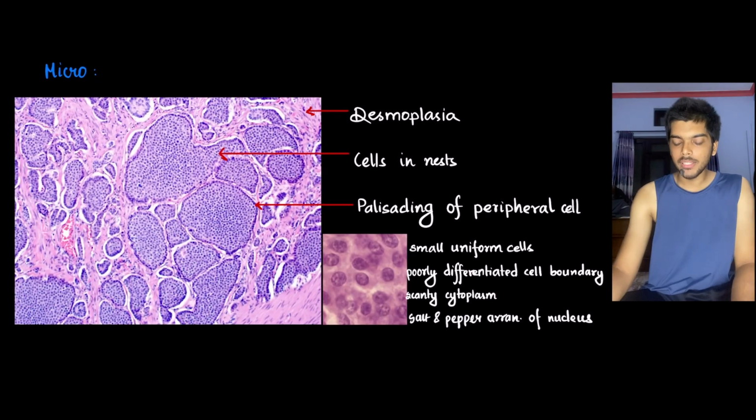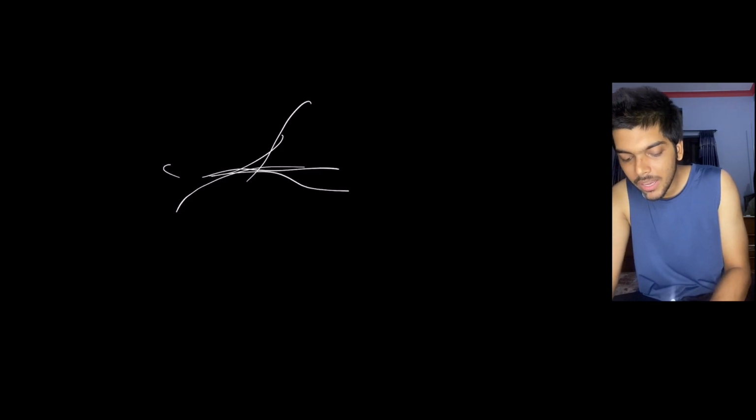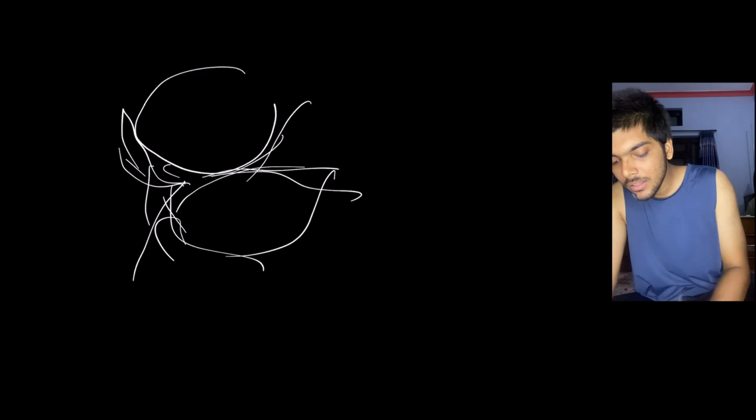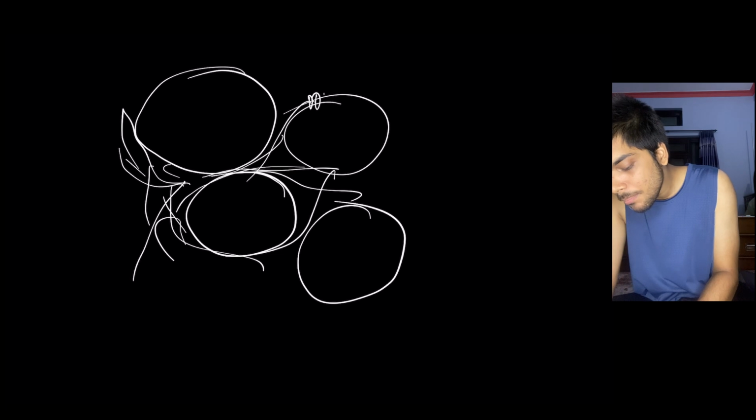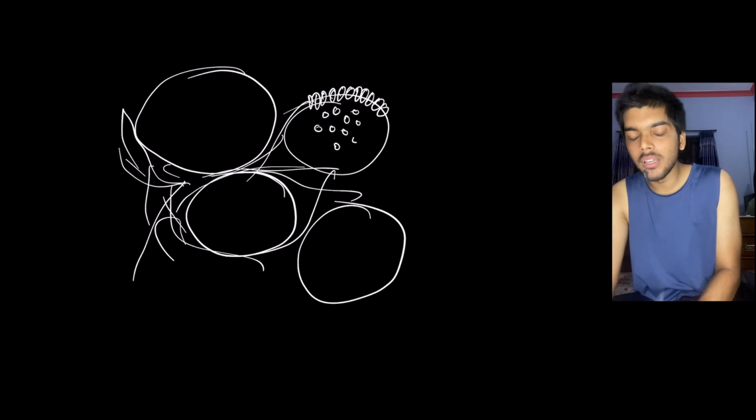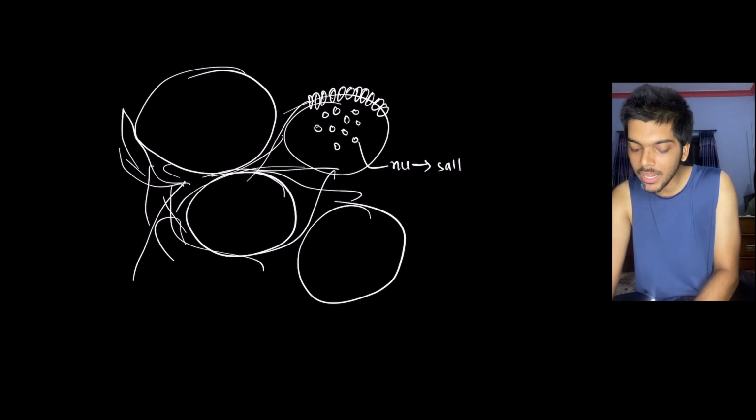Salt and pepper arrangement. So in the exam, in microscopy, what are you going to draw? This is what you are going to draw. There are these desmoplastic fibers. In between are the nests of cells. The individual nest of cells has a palisading peripheral cell layer, and inside are the tumor cells. Is the boundary of the tumor cell seen? No, only the nucleus of the tumor cell is seen, and the nucleus shows a salt and pepper arrangement. That's it.